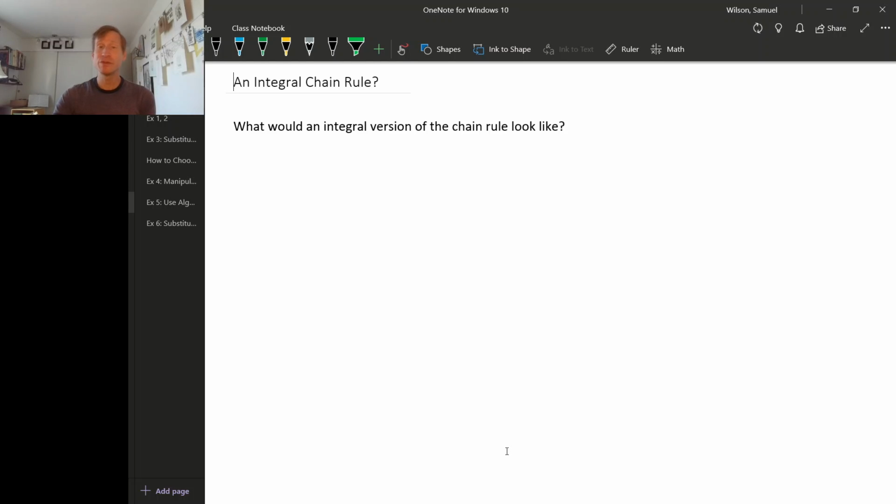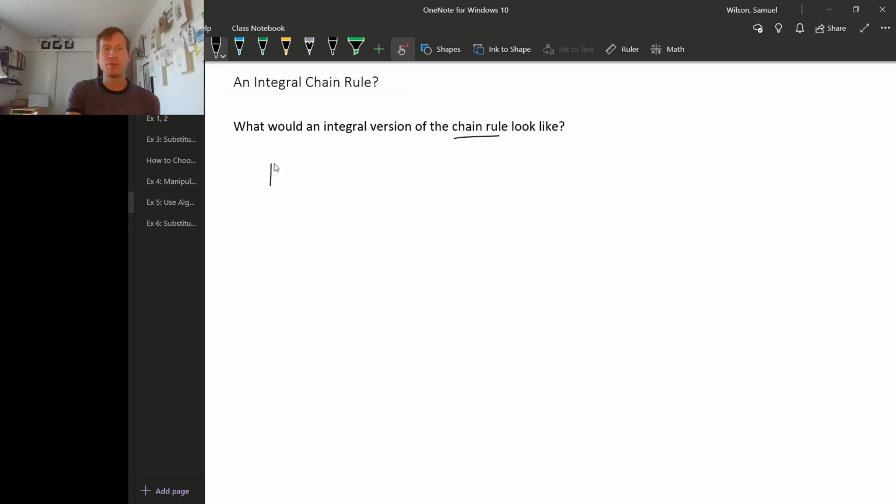We've seen that every derivative rule really is also an integral rule, since an indefinite integral is just an antiderivative. So what would the integral version of the chain rule look like? To see what it would look like, let's set up a situation where we have a composition, because that's what the chain rule is all about, compositions.